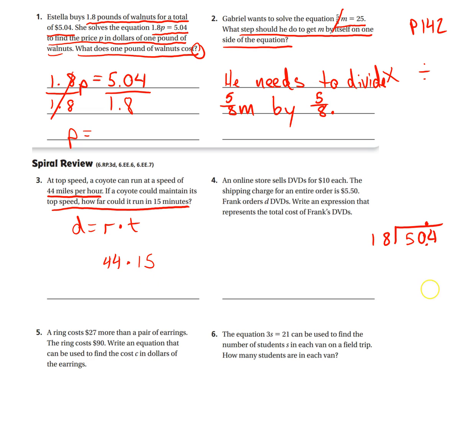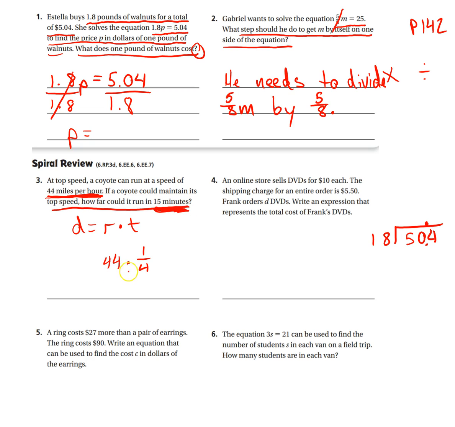So 15 is what fraction of 60 if we simplify? So that's going to be 1, and 15 goes into 60, 4 times. So we want 1/4 of this. 1/4 of an hour. 15 minutes is 1/4 of an hour. Since our rate is in miles per hour, we had to change our time, 15 minutes, into a fraction of an hour.